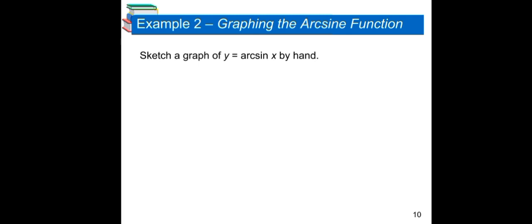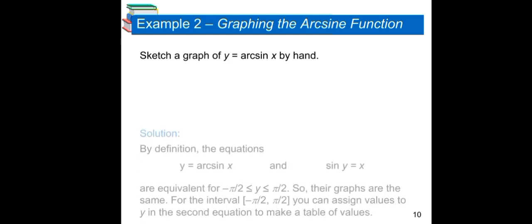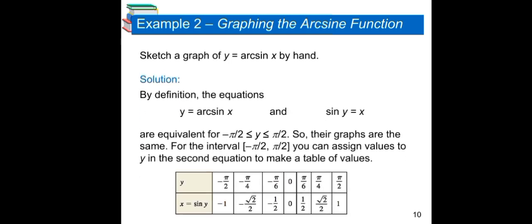Example 2. Sketch a graph of y equals arcsine x by hand. Solution. By definition, the equations y equals arcsine x and sine y equals x are equivalent for negative pi over 2 less than or equal to y less than or equal to pi over 2. So the graphs are the same on the interval negative pi over 2 to pi over 2. You can assign values to y in the second equation to make a table of values. Look at the table.